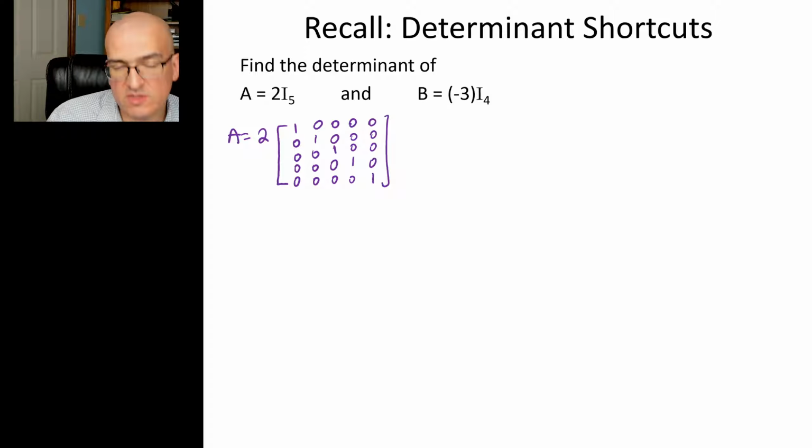Okay, so we have 2 multiplied by that. Recall that when you multiply a scalar by a matrix, it multiplies every entry. 2 times 0 is 0, so the 0 entries stay the same, but the 1 entries become 2.